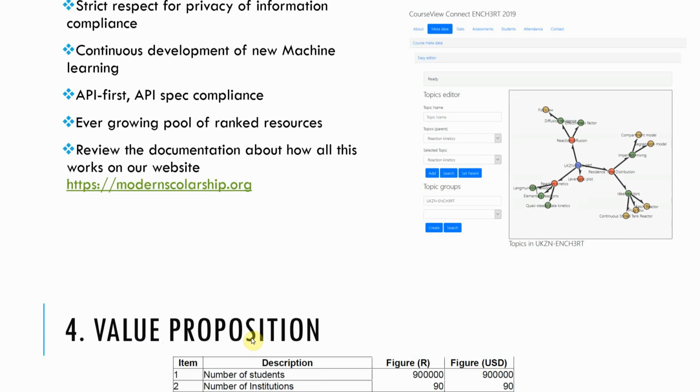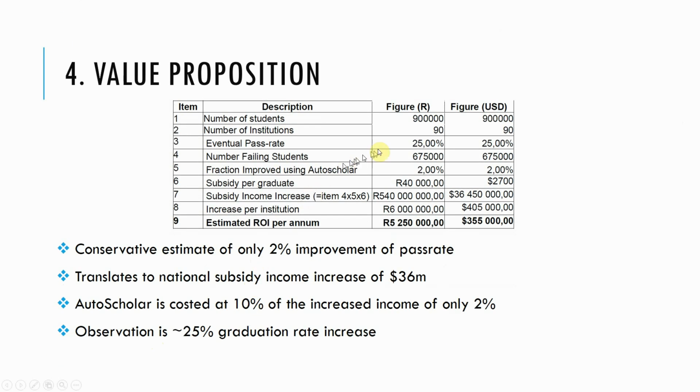We can estimate the return on investment to an institution. We estimate the current loss of subsidy based on the failure rates, and then we calculate the increase in subsidy for only a 2% improvement in pass rate. The annual subscription fee is then just 10% of this increase of subsidy.